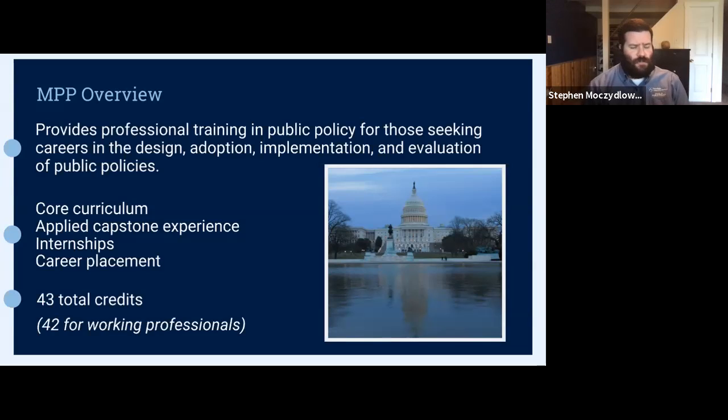We have the internships, which usually occur for the majority of our students in between years 1 and 2. And then we also have some career placement options both through our school and through the College of Liberal Arts to help students. The degree is a 43 credit master's degree, 42 for working professionals who are able to apply for an internship waiver. And it's going to give you the skills necessary to go out and analyze large social data, and how policies are implemented and impacted on a regular basis. That's the basis and the overview of the MPP.